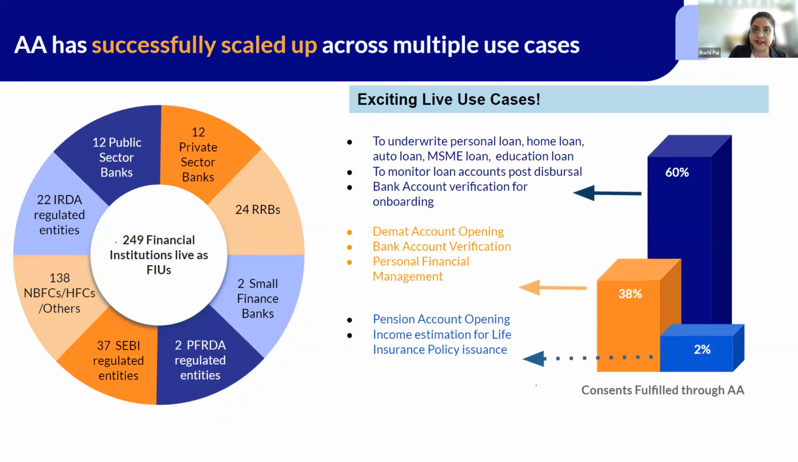With these 15 data types that are live, there are also various new exciting use cases that have gone live over the last few months. We see credit being one of the biggest use cases in the account aggregator framework, in loans of all types, which is personal, home loan, auto loan, MSME loan, education loan. We are also seeing use cases in the wealth management industry, use cases in the pension industry, and so basically across the spectrum, new use cases are coming up for using data that is coming through account aggregator.